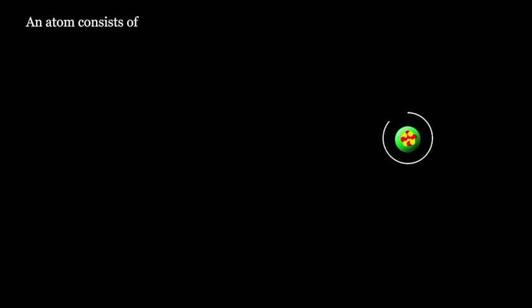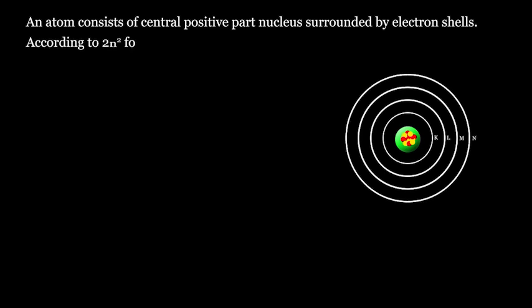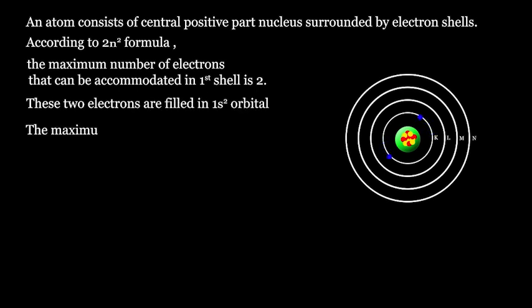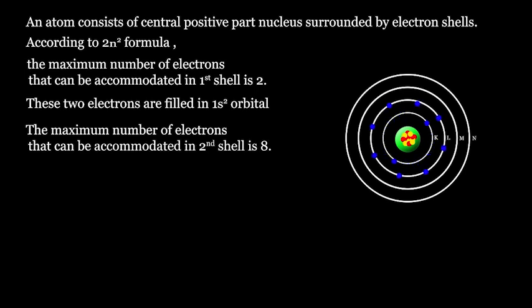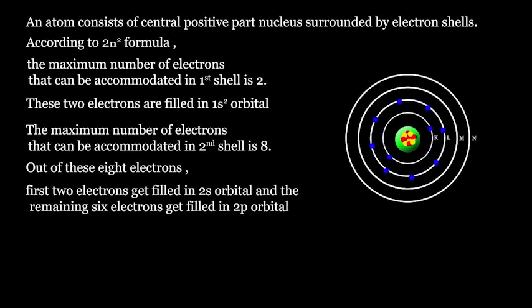An atom consists of a central positive part, the nucleus, surrounded by electron shells. According to the 2n² formula, the maximum number of electrons that can be accommodated in the first shell is 2. These 2 electrons are filled in the 1s2 orbital. The maximum number of electrons that can be accommodated in the second shell is 8. Out of these 8 electrons, the first 2 electrons get filled in the 2s orbital and the remaining 6 electrons get filled in 2p orbitals.